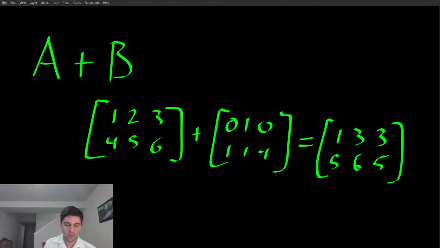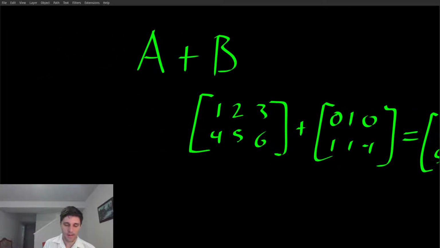And in general, if you have some matrix C that is equal to A plus B, then that means that Cij is just Aij plus Bij, each individual element being added together. And as with vectors, they have to be the same size. In this case, they're both 2 by 3. Can't add together matrices that are not the same size.